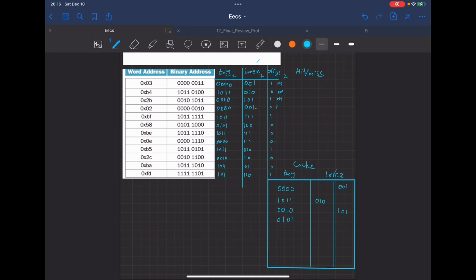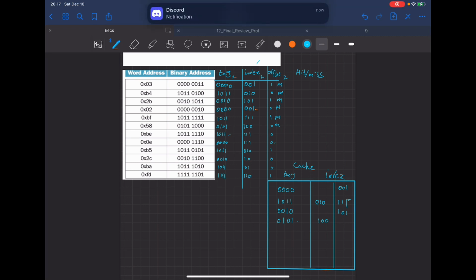So in fact, it is a hit. Now we have 1 0 1 1 again, but the index does not match, so we're just going to write it in the other side and write that as miss. Now we have 0 1 0 1, which is here, and it's empty, so we're going to go ahead and write 1 0 0, and that's also a miss. Now we have 1 0 1 1 again with the same index, so this is the same as this, and this is the same as this.